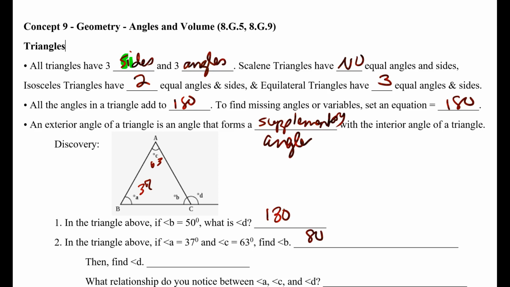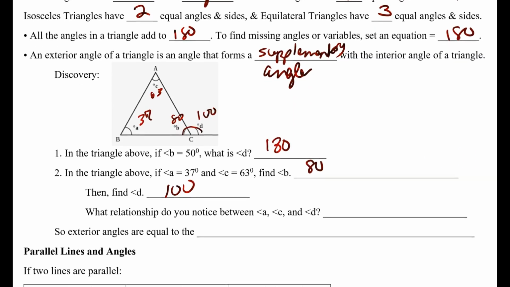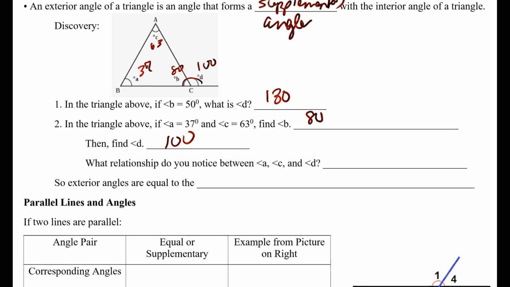All right, then find angle D. So I know this is 80. And then angle D will be, all right, form of this. Angle D has to be 100. All right. It says, now, what do you notice about the relationship of angle A, C, and D? Well, if I notice this relationship, I'll notice that angle A plus C equals D.